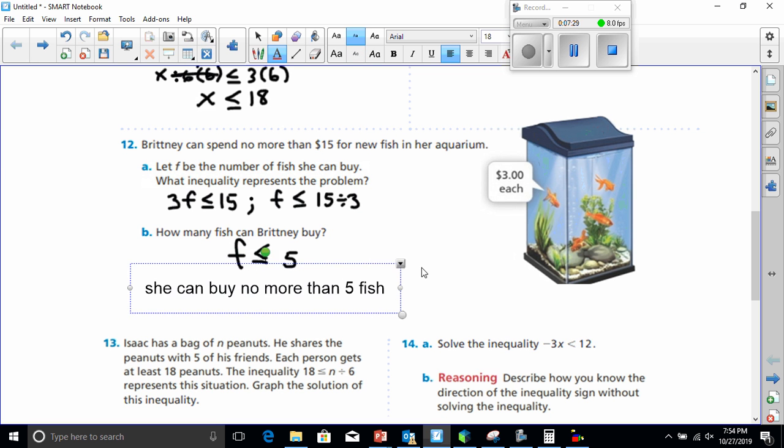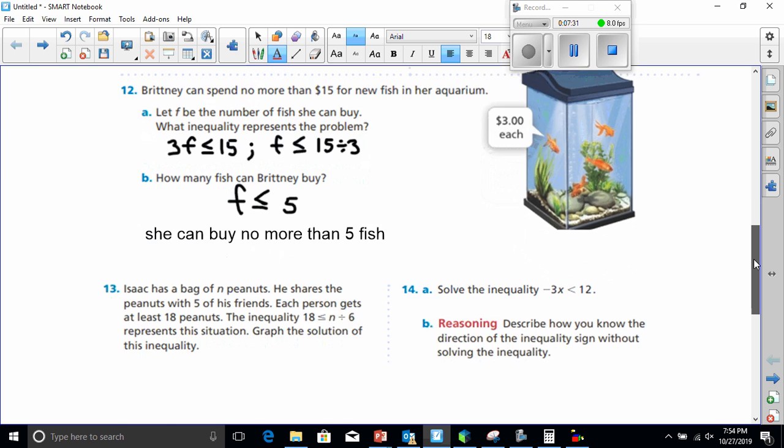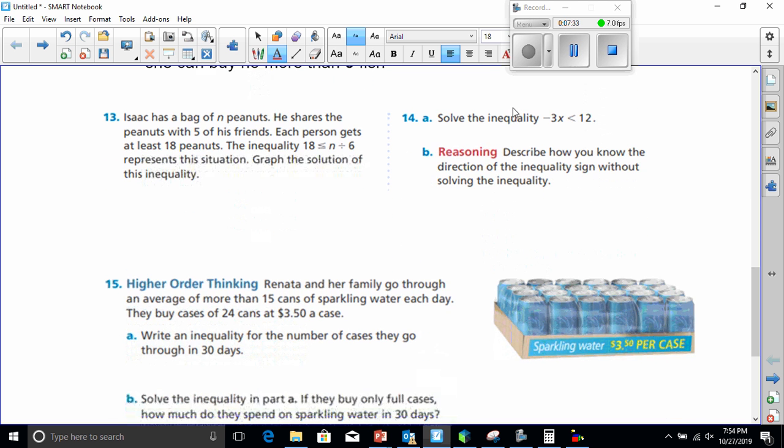All right. And let's go to number 14 now. Solve the inequality: negative 3x is less than 12. This is one of those that have the negative coefficient. I have to remember that I'm going to be dividing by a negative number to get rid of that negative 3. If not, I'm going to have negative x, and I don't want to know what negative x is. I want to know what x is. But whatever I divide from one side, I have to divide from the other.